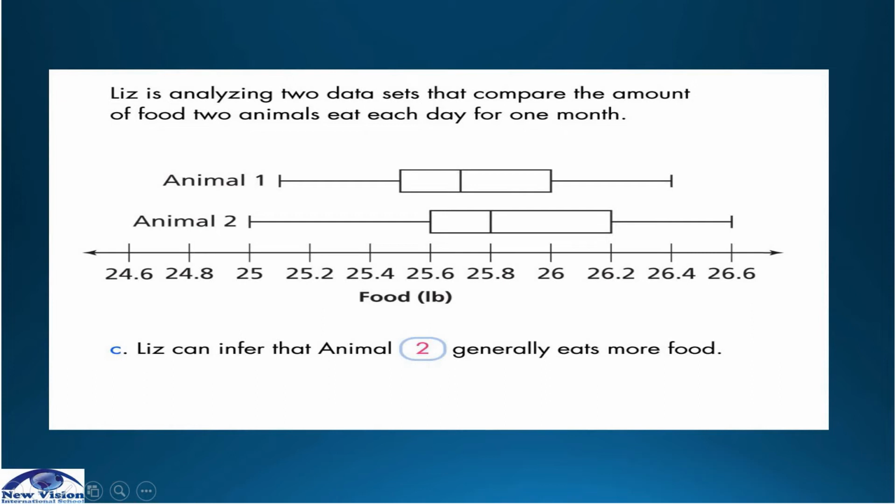Listen and look for students who disagree with this conclusion. These students may point out that animal 2 produced the lowest value in either dataset, which is 25 pounds of food. Explain that the box plots represent data obtained each day for 1 month, or about 30 values. Animal 2 ate less food on at least 1 day, but likely ate more food than animal 1 overall.